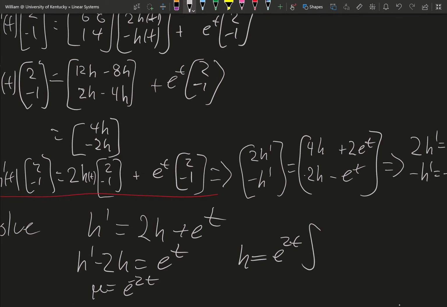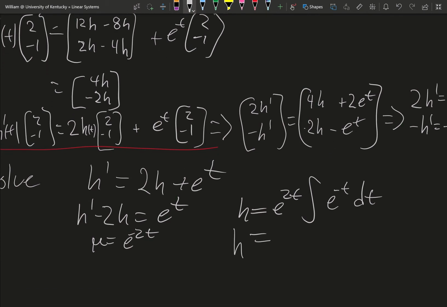So, jumping ahead a little bit, e to the negative t dt, and normally we would have to include a constant, but because we can just find a particular solution, we're not going to worry about that. We should get h equals e to the 2t times the integral of e to the negative t, which gives negative e to the negative t, and then times e to the 2t leaves us with negative e to the t. Okay.